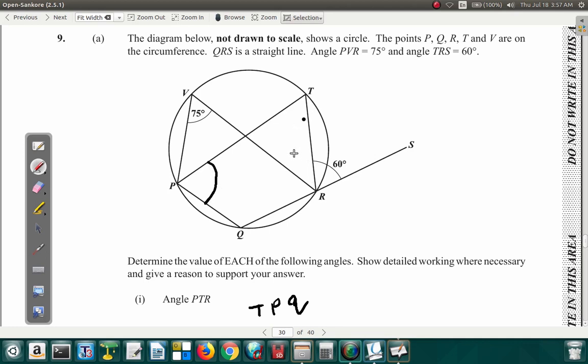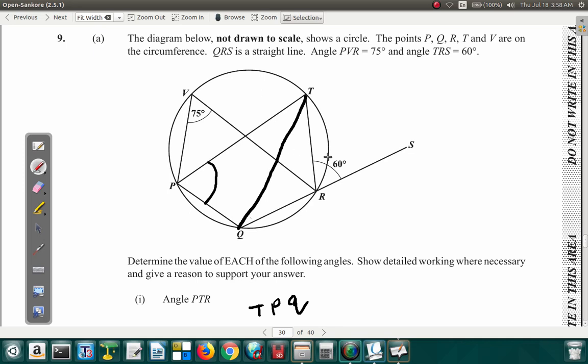Now, let's see how you deal with this. If you should draw a straight line, my line isn't so straight. Let me try that again. Want a straight line from T to Q. A bit straighter.